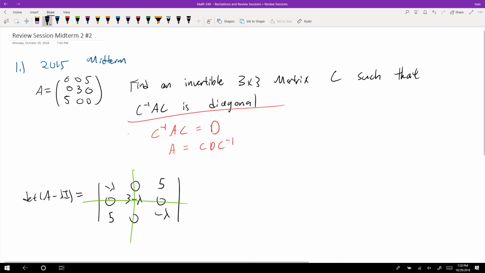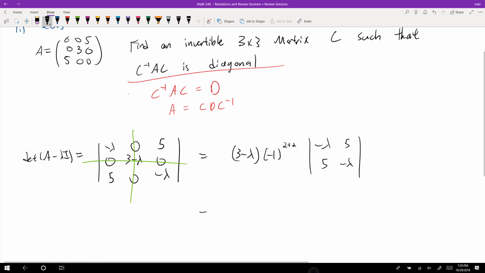Okay, and so what is this? This is equal to 3 minus lambda, because that's the row we targeted. Since we're in the second row, second column, we have the negative 1 to the 2 plus 2 term, which comes from being in row 2, column 2. Then we have the determinant of everything left over: lambda, 5, 5, negative lambda. That's equal to 3 minus lambda, and negative 1 to the 2 plus 2 is just 1, so we can ignore it. This determinant here is lambda squared minus 25.